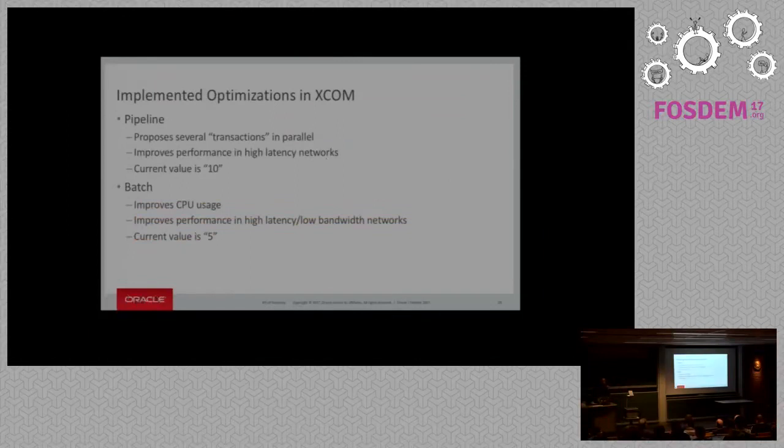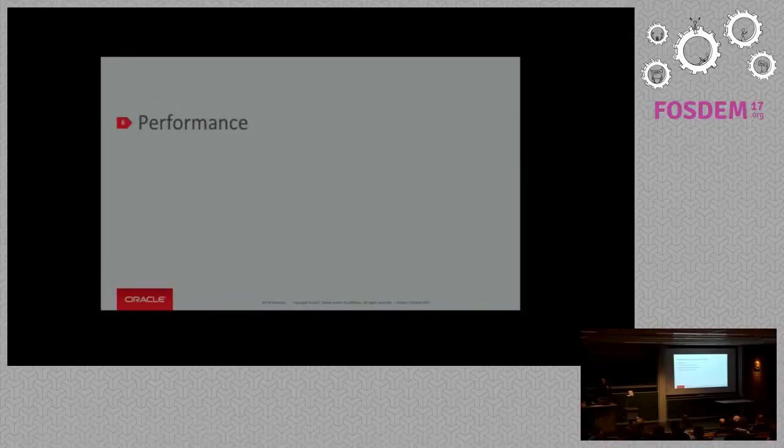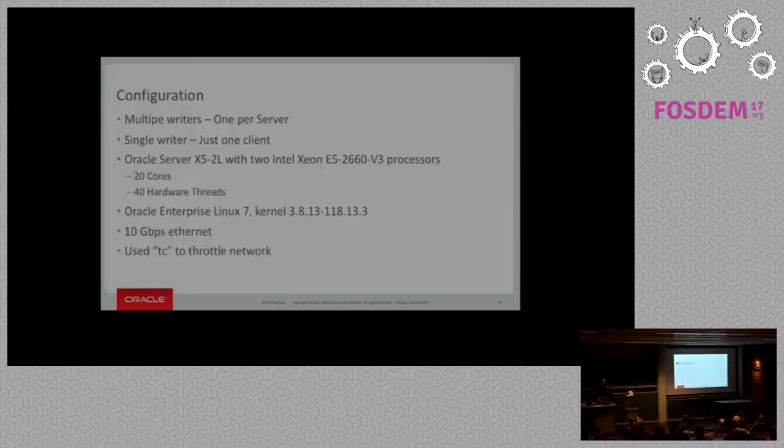So a few optimizations. Of course, you don't need to commit transactions sequentially. You have pipelining, you can commit several transactions, or you can use threads and run the agreement protocol, the consensus protocol, in parallel. You have batching. This is not really exposed to the end user right now, but we have plans to do that. You have compression.